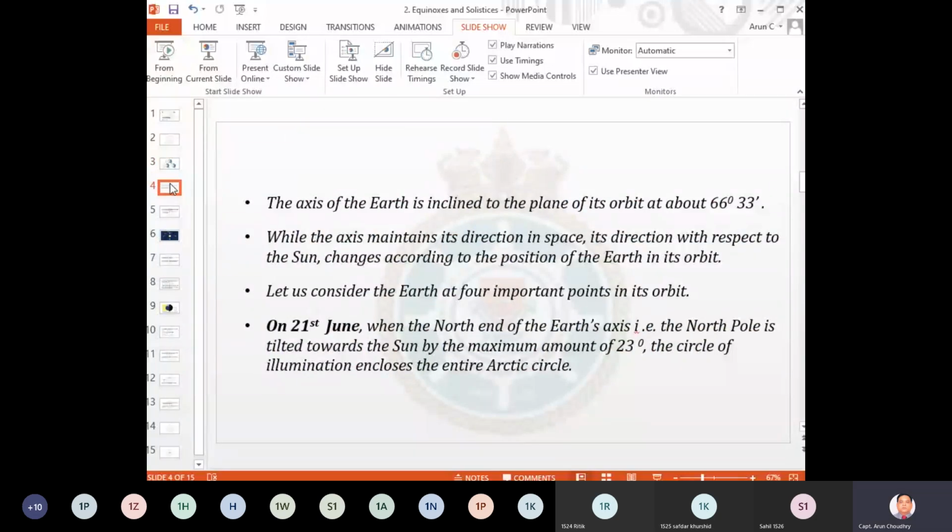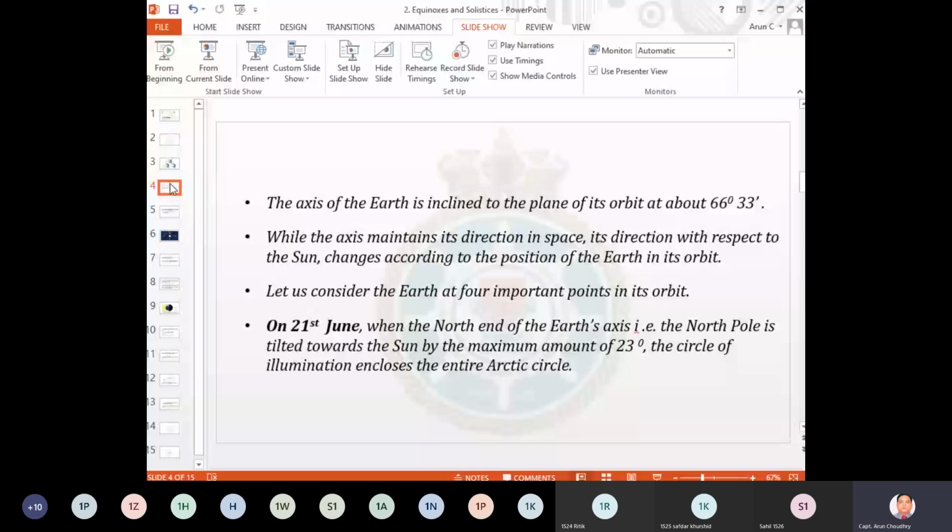The axis is inclined to the plane of its orbit at about 66 degrees 33 minutes, because from the vertical it is inclined at 23 degrees. Okay, 23.5 degrees about, or 23 degrees 27 minutes, something like that. While the axis maintains its direction in space, its direction with respect to the sun changes according to the position of the Earth. So basically, the way the axis is, that is fixed. So that is why when it is going around the sun, some of the Earth's portion is towards the sun, while at other times it is the other part which is closer to the sun.